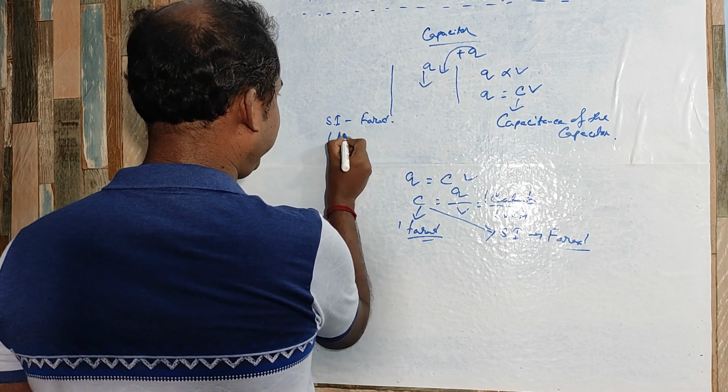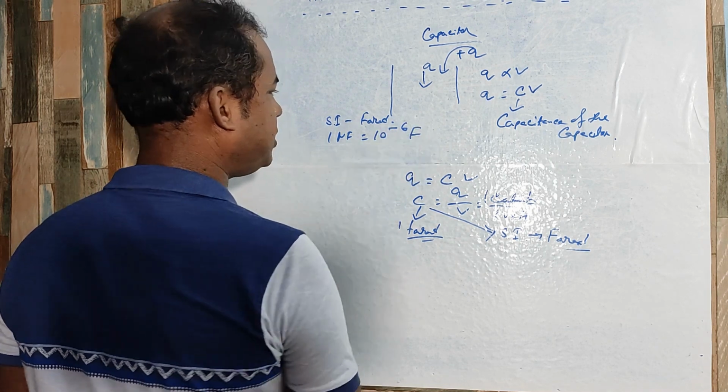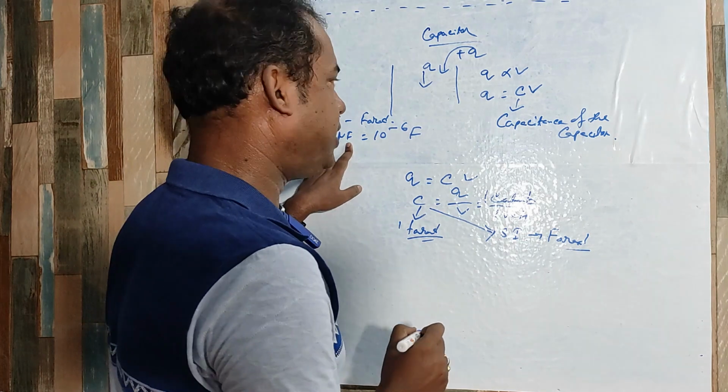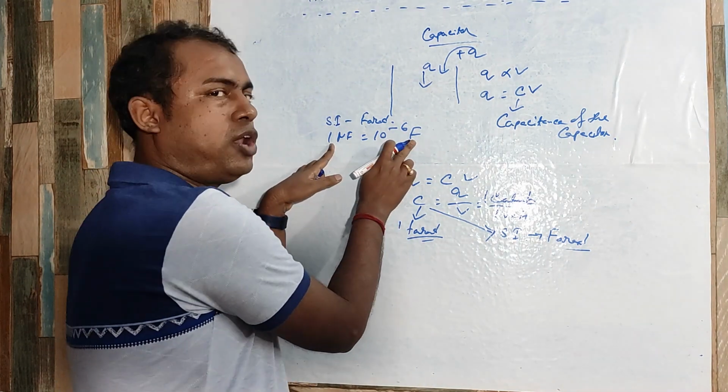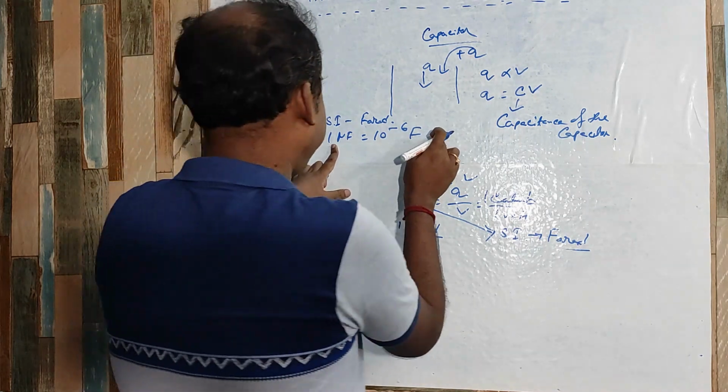So 1 microfarad, written in this form, is 10 to the power minus 6 farad. This is much smaller than a farad. So 1 microfarad equals 10 to the power minus 6 farad.